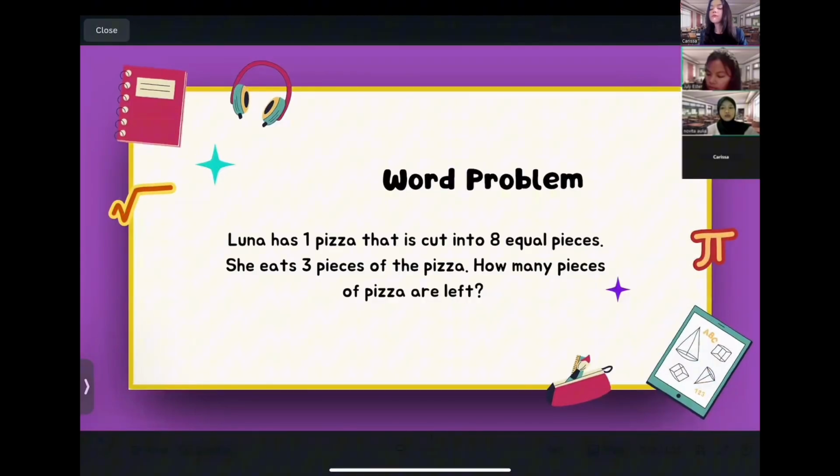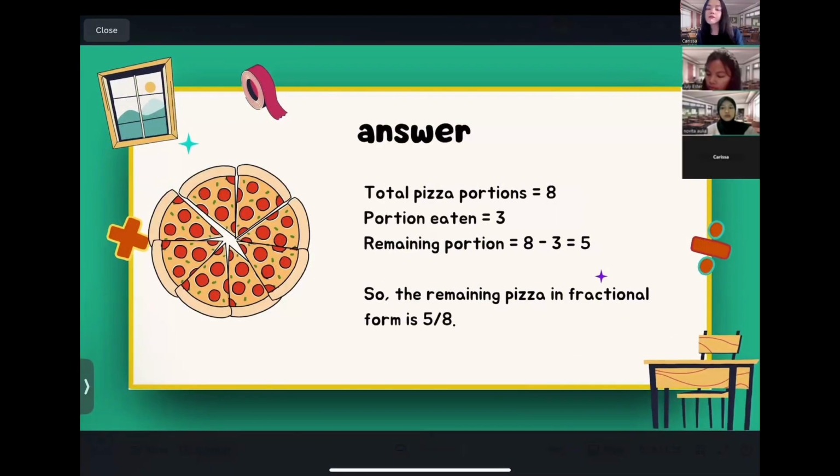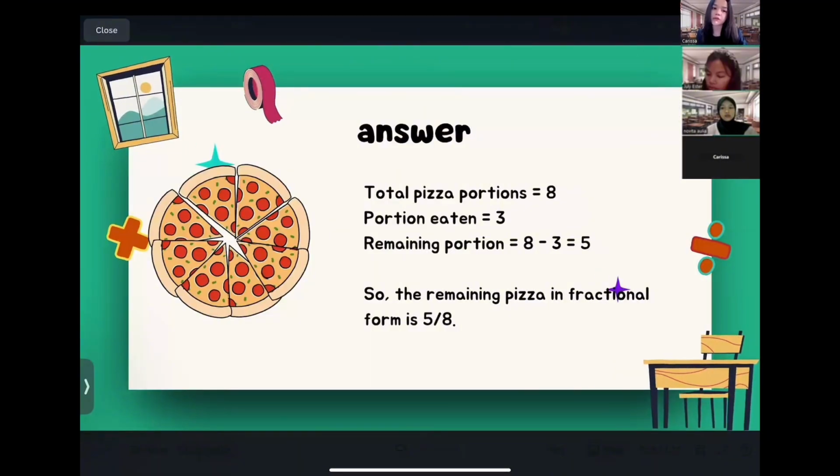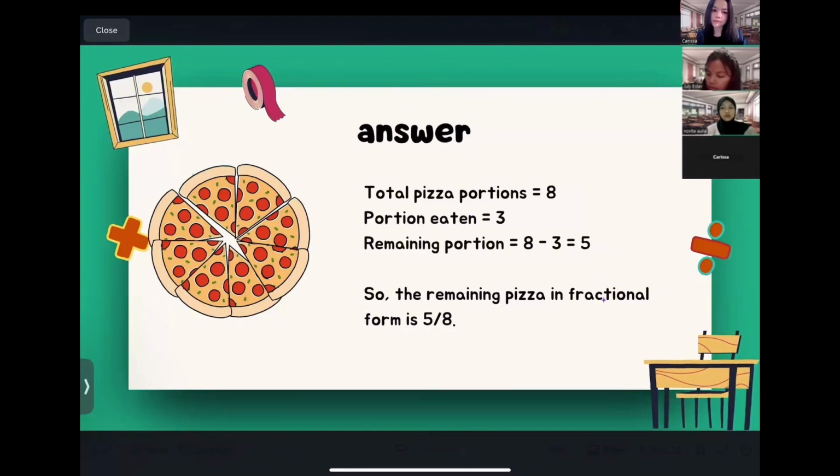All right, for example, we have a question right here. Luna has 1 pizza that is cut into 8 equal pieces. She eats 3 pieces of the pizza. Now, how many pieces of pizza are left? All right, let us solve the question together. So, who can tell me how many is the denominator, or the whole thing, from this question? How many is it? 8, Miss.